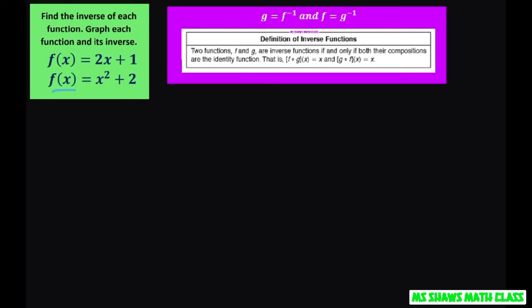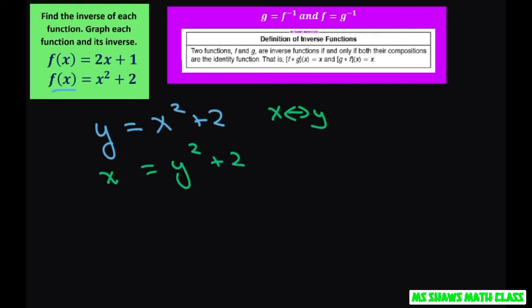So first, switch f of x to y, just using different notation, because we have to switch the x and the y. So interchange your x with your y. So you get x equals y squared plus 2. That is your inverse. All right, now let's solve for y so we can graph this.